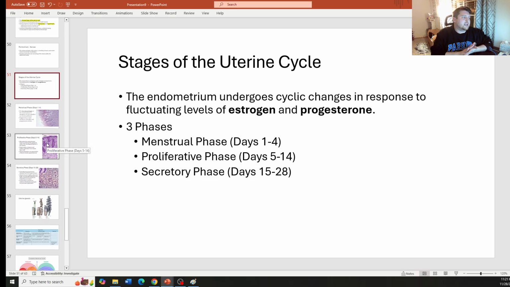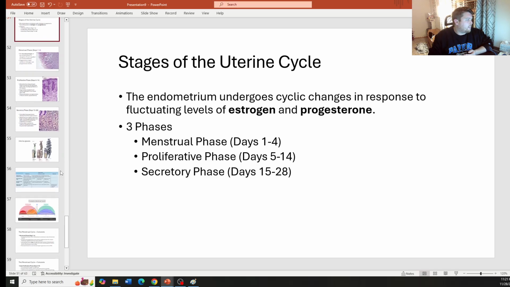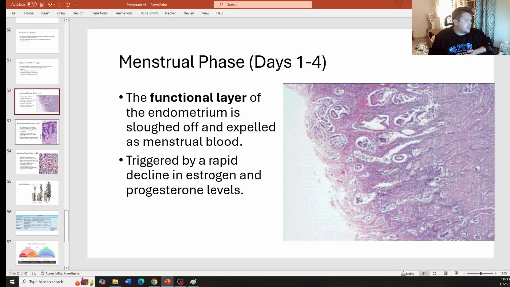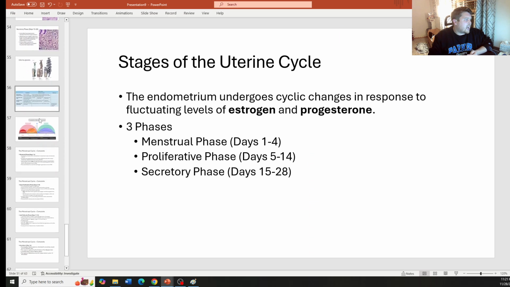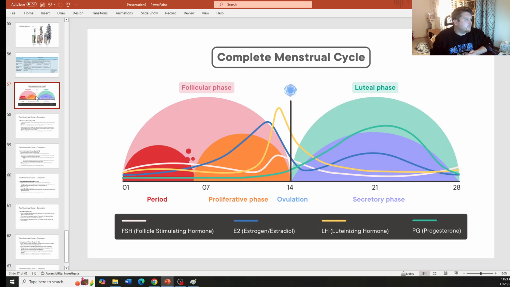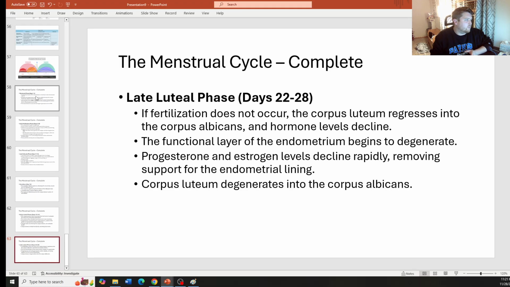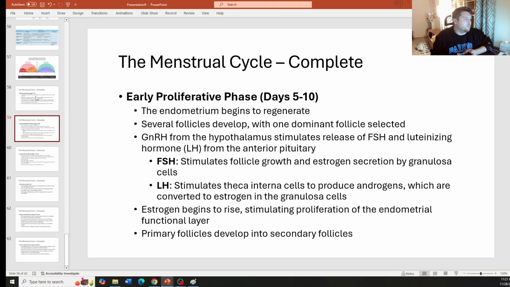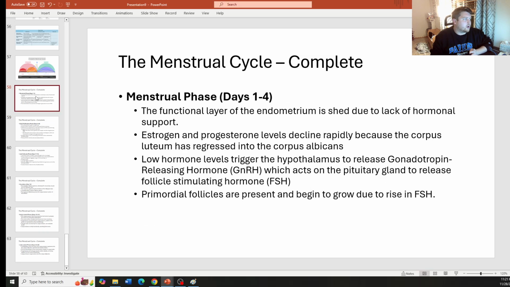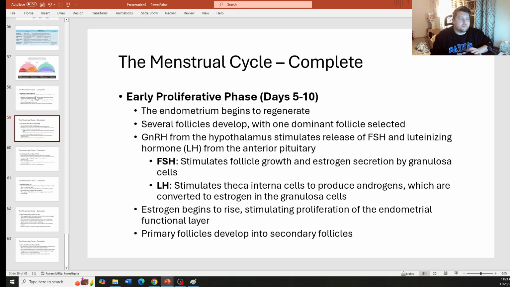Stages of the uterine cycle. So I touch on this, and then I actually have here at the end the full breakdown of what happens when, what hormone is released from where, and everything that's going on. I'm not going to go through all of this in this video.